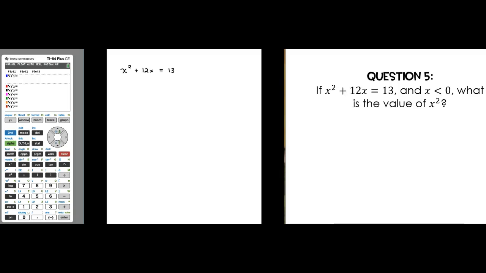All right, let's go ahead and look at question number 5. It says if x squared plus 12x equals 13 and x itself is less than 0, what is the value of x squared? So we have a couple of steps here to look at.